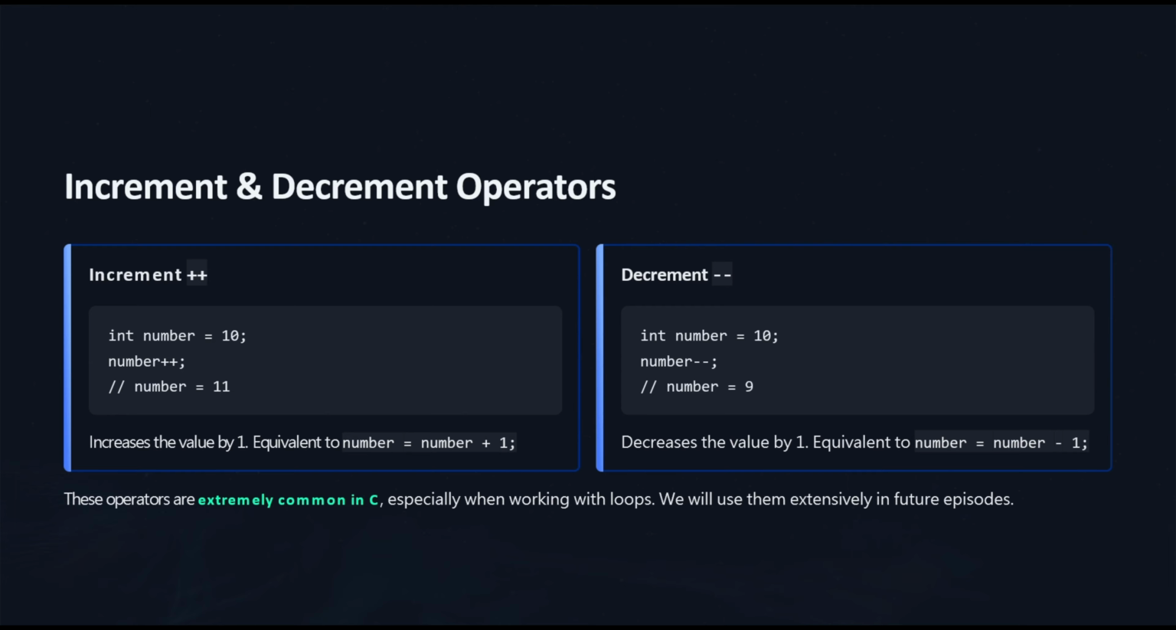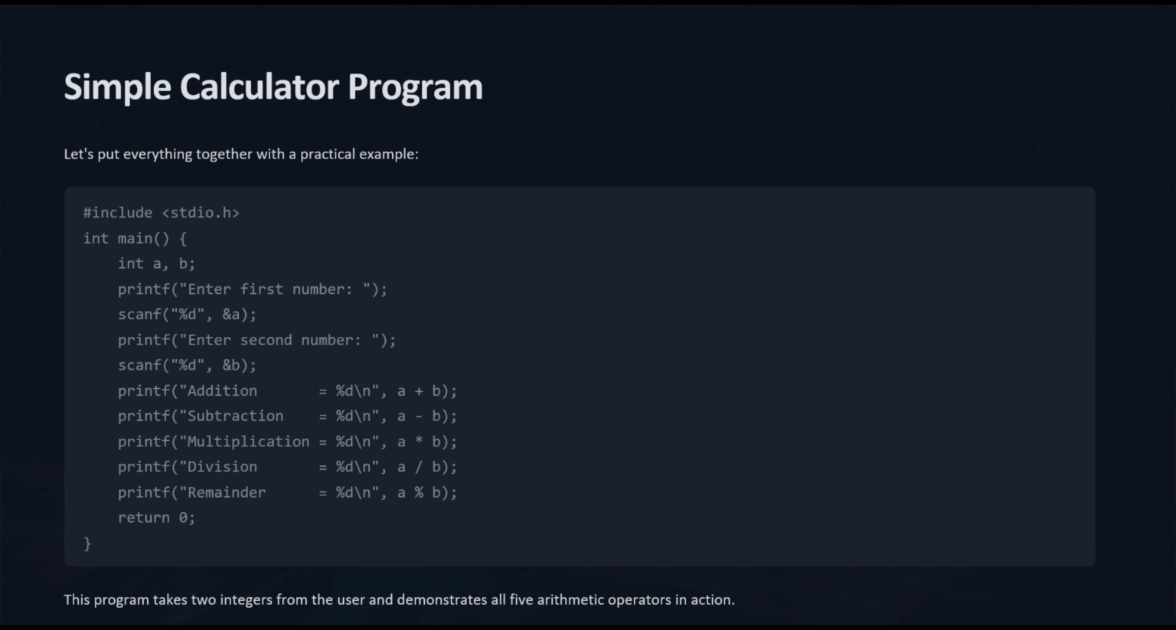Increment and decrement operators. Increment: int number = 10; number++ makes number 11, increasing the value by 1. Equivalent to number = number + 1. Decrement: int number = 10; number-- makes number 9, decreasing the value by 1. Equivalent to number = number - 1. These operators are extremely common in C, especially when working with loops. We will use them extensively in future episodes.